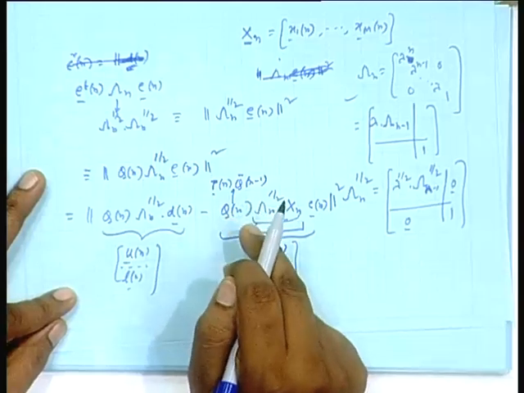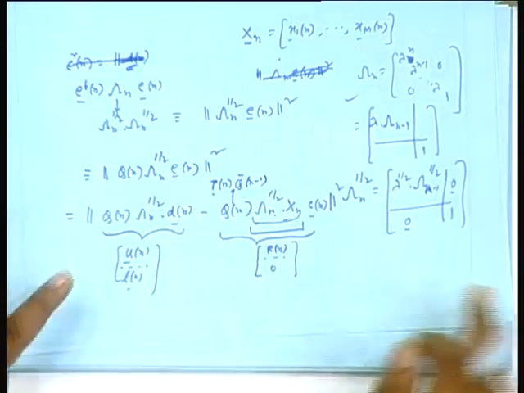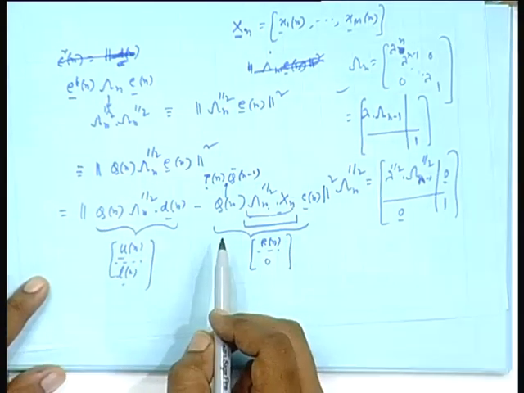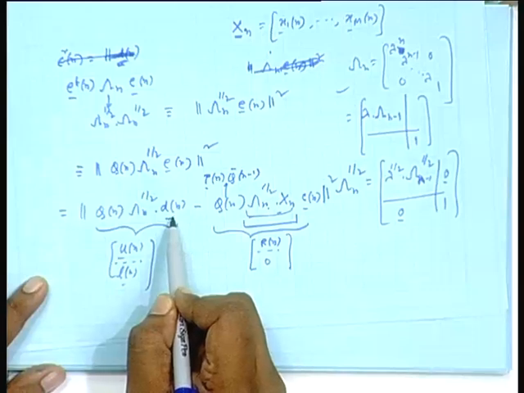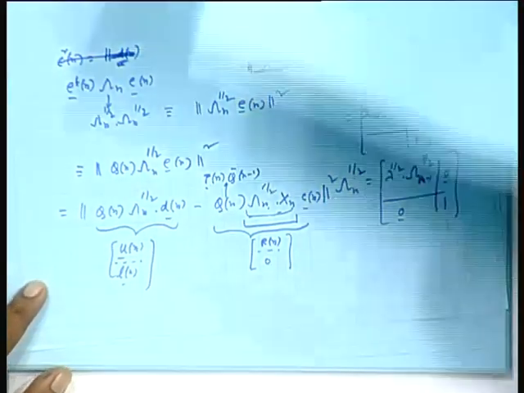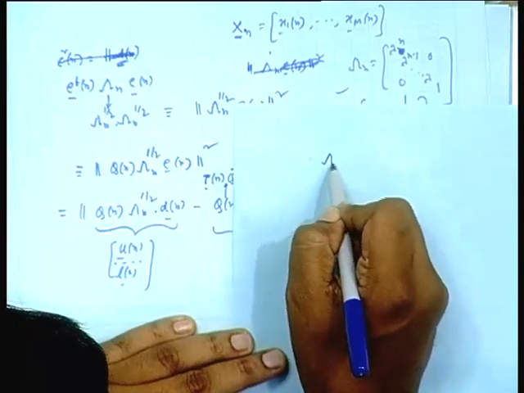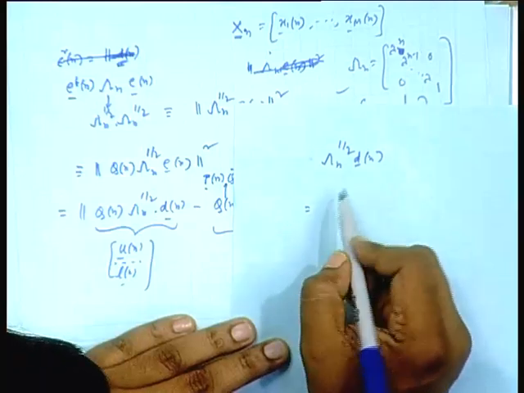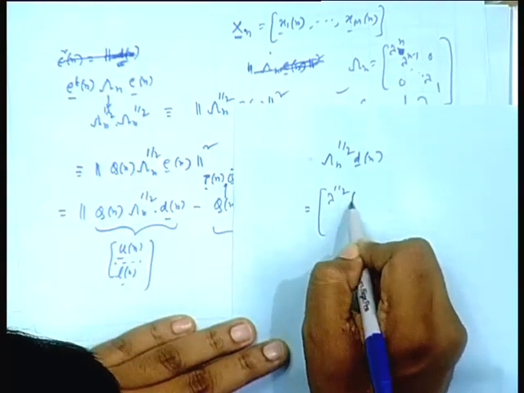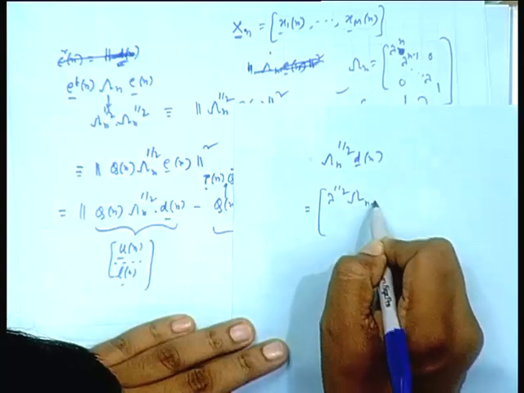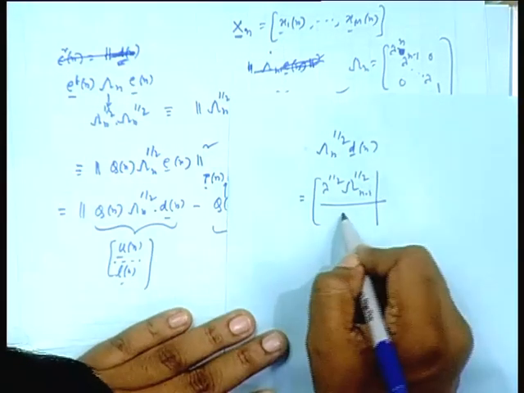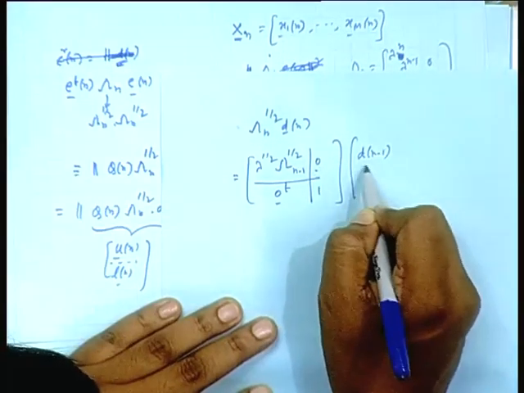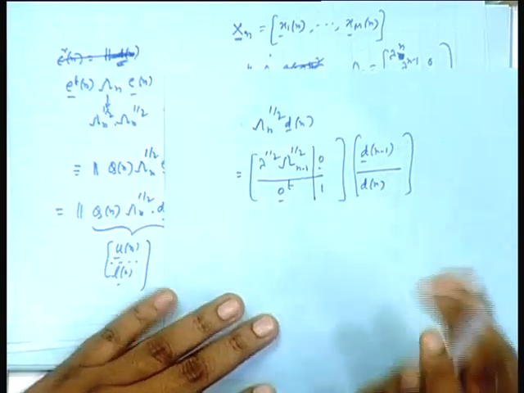We know the structure of q bar n minus 1: q n minus 1, zeros, zeros, 1. So, that means the same applies to this q n also, isn't it? This lambda n to the power half d n, by the same absolute same logic, we can write as lambda to the power half, okay.